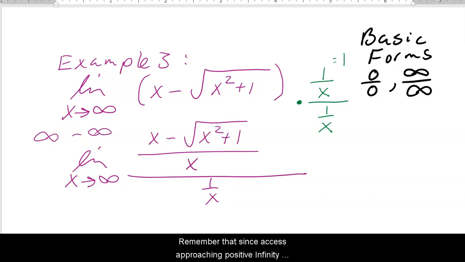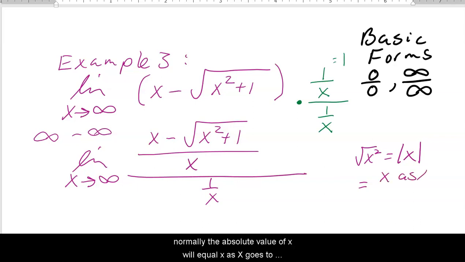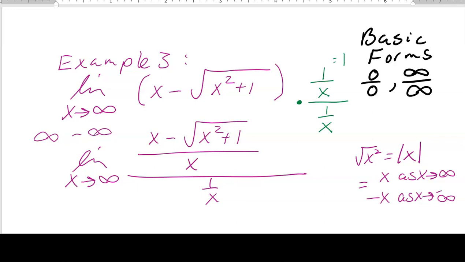Remember that since x is approaching positive infinity, at some point all the values are positive. In that case, the square root of x squared, which is normally the absolute value of x, will equal x as x goes to positive infinity, and negative x as x goes to negative infinity. Since we're going to positive infinity, I know that the square root of x squared will be x. This means that I can rewrite this denominator x underneath the radical as the square root of x squared. First, however, I'll split the numerator into two pieces.